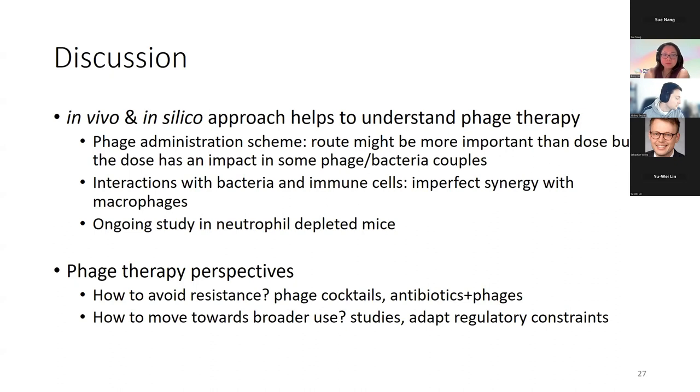We saw that there is really a synergy between the phage and the human cells to combat the bacteria. But we have seen in the last work that the macrophage could phagocytose a little bit of the phage, which shows that this synergy was not really perfect. Then we will study a little bit more the effect of the neutrophils, to quantify it really precisely using neutrophil depleted mice. There are now a lot of perspectives for phage therapy that we will discuss in the question and answer session.